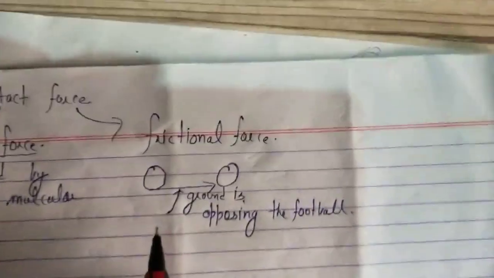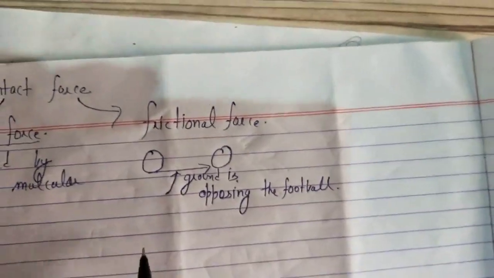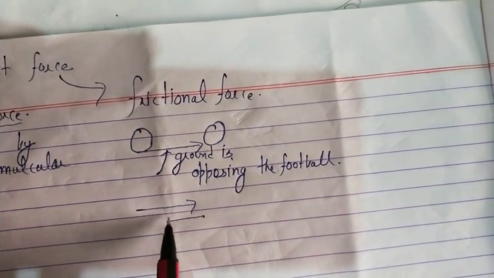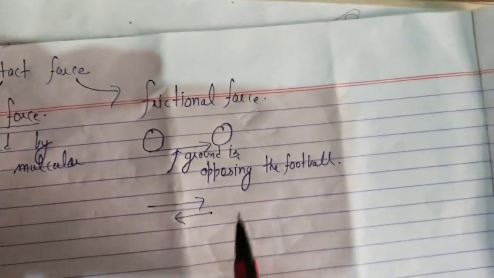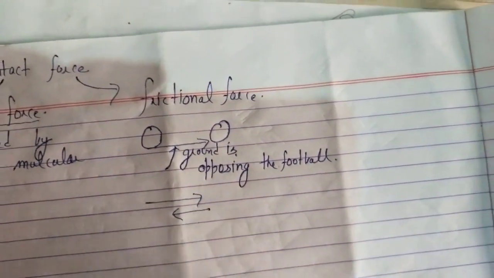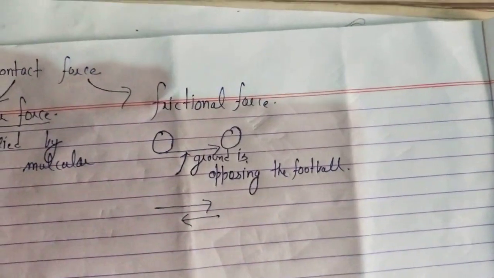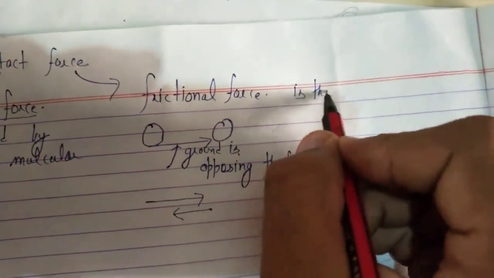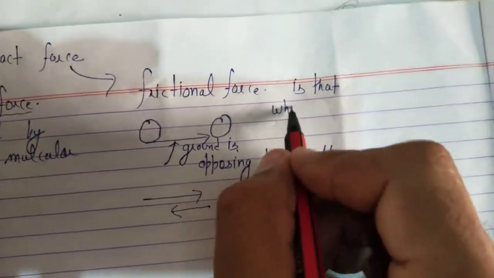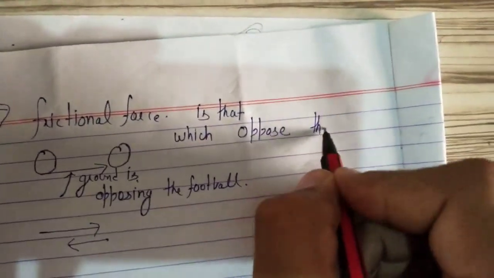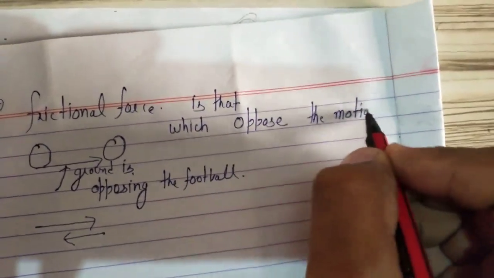Frictional force is that force which opposes the motion. If motion is in this direction, frictional force will be in this direction. When you stop pedaling a bicycle on the road, the bicycle stops due to this frictional force only. So frictional force is that which opposes the motion. Oppose means it is opposite to motion, like this.